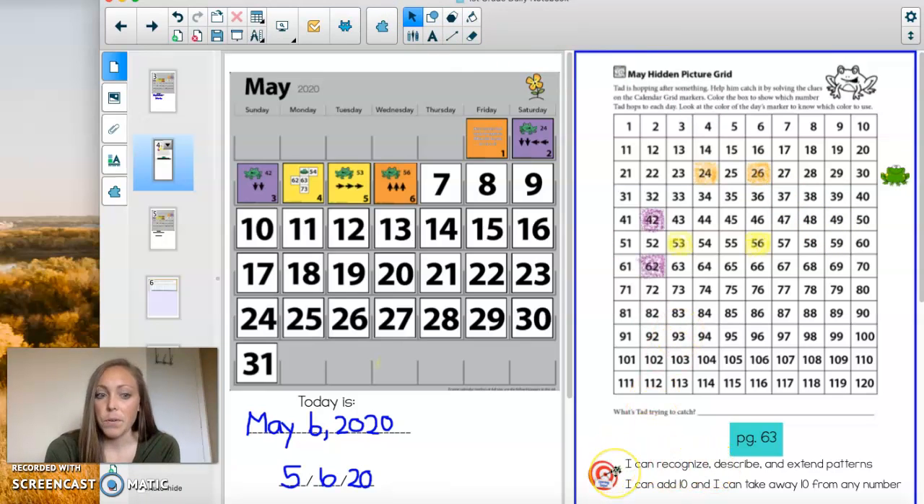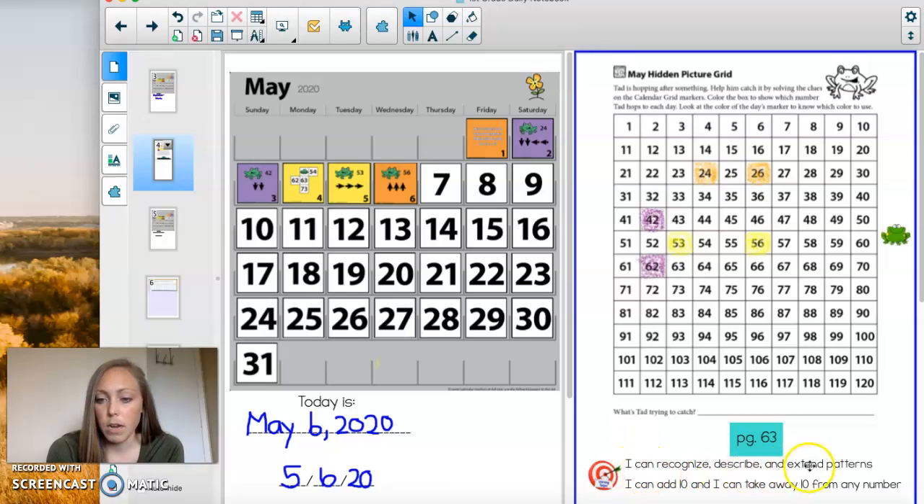And now our next part is really going to help us work on this target down here, which is I can add 10 and I can take away 10 from any number. We're going to be filling out our calendar grid observations today, and the way that Tad hops all around our chart really helps us learn about adding 10 and taking 10 away. Okay? Before we move on to that though, let's focus on this target.